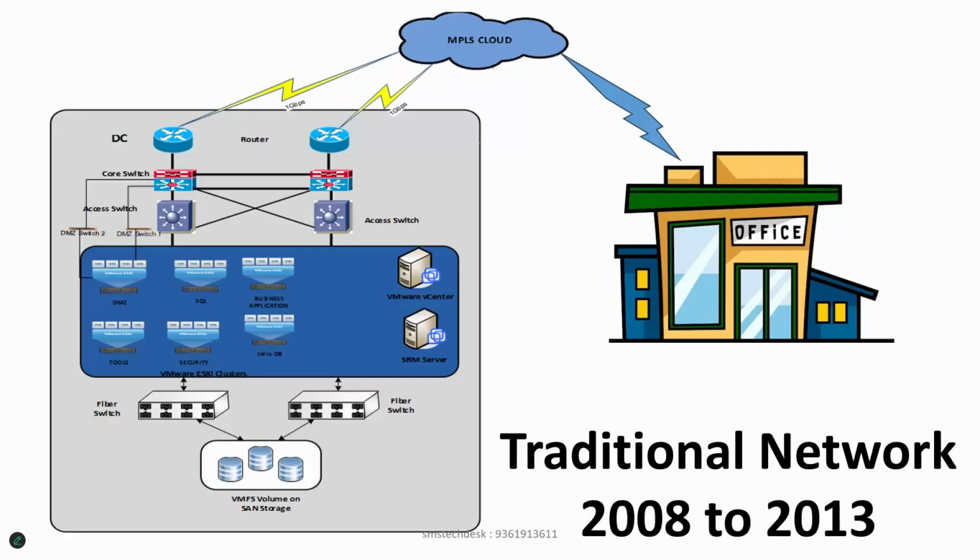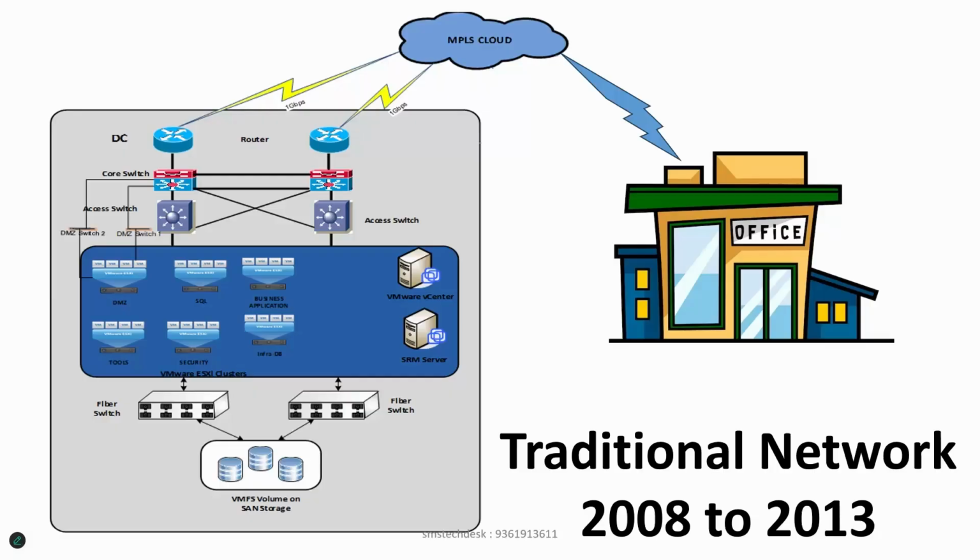Another issue is about scalability. If traffic increases, you cannot just click a button. You need to buy new hardware, add cables, then configure it manually, and troubleshooting is also difficult. If traffic is not working, then you have to check the router, then core switch, access switch, then firewall. So finding where exactly the problem is takes a lot of time.